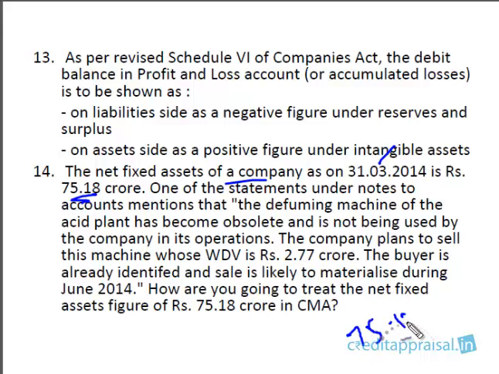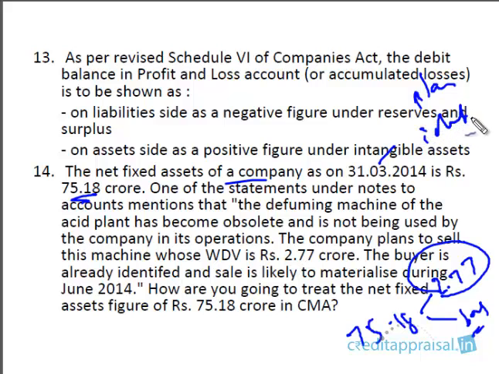So 75.18 is the net fixed assets appearing in the balance sheet. This includes some 2.77 of machinery that is planned to be sold, and the balance is going to continue. You have not just planned to sell, you have already identified the buyer. So within 3 months, that is by June 2014, this machine is going to be sold and is going to be off your balance sheet. So how are you going to classify this?